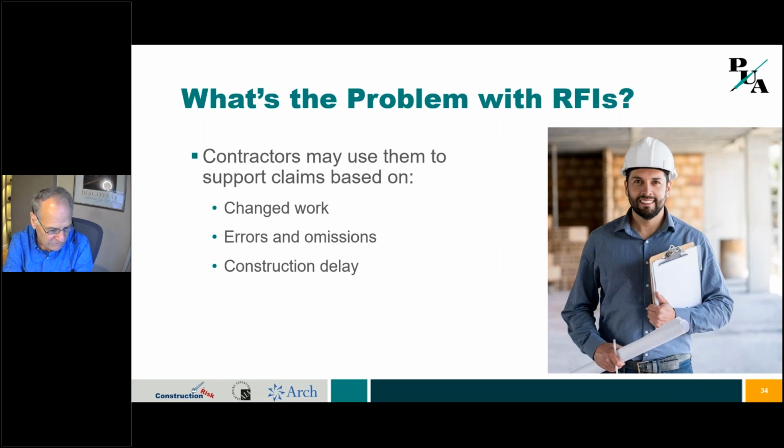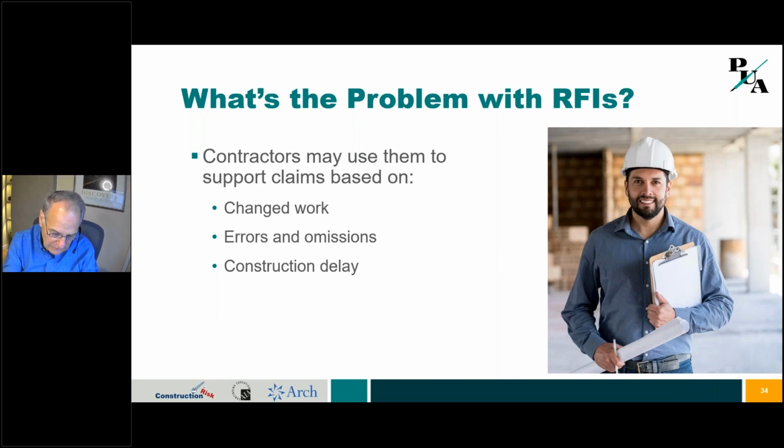And the designers had a full-time person responding to all these RFIs. The contractor would use the sheer number of RFIs to try to show to the arbitration panel or a court that I had to ask so many RFIs. Obviously, there were design errors. I shouldn't have had to ask for all these RFIs. So be careful in how you're responding to those.